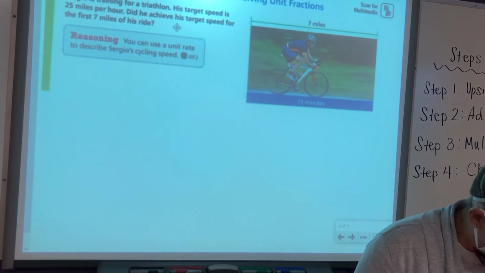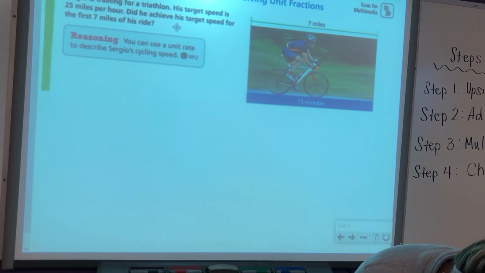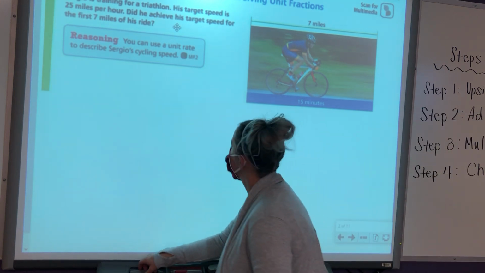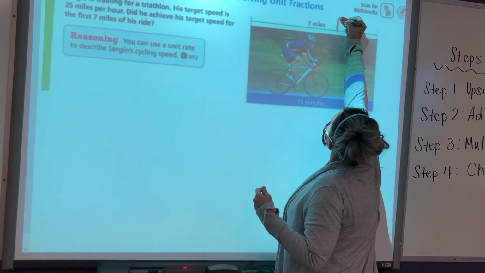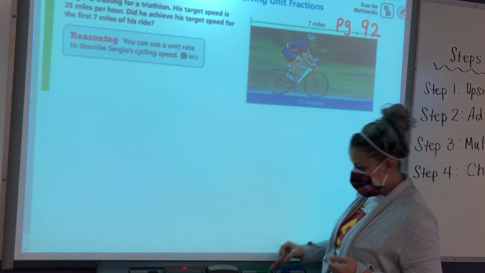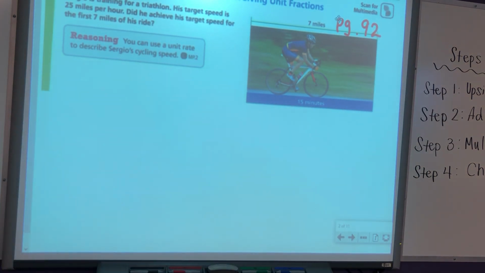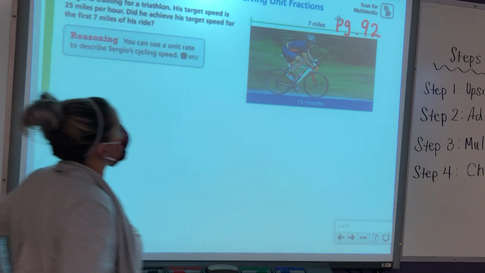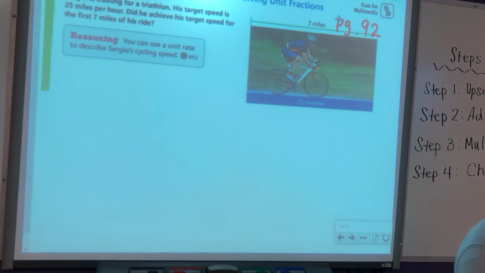Today we're going to be working on section 2-2. So I want you to open or get on to page 92. Okay, so 92, so we're still, again, continuing in volume 1. Alright, so our learning target for today is I can calculate unit rates involving fractions. Okay, so that's going to be our focus today.